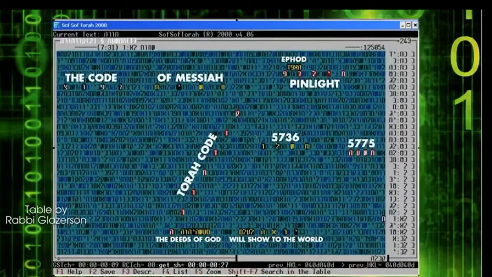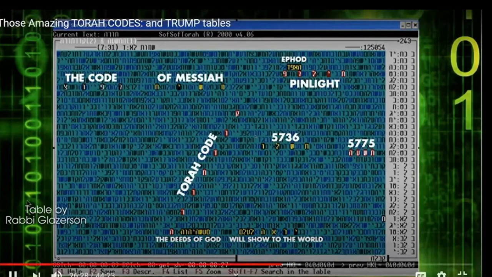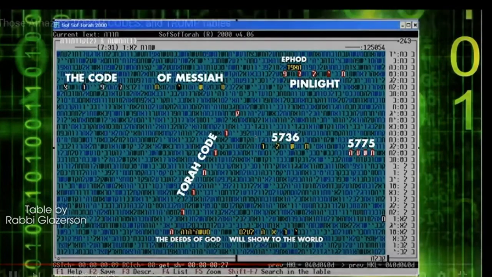Here's another one kind of like that. This one I like a lot. This was done by Rabbi Glazerson. He did it for me. I didn't ask him to do it, but he did this and gave it to me. It says the code of Messiah, and Pinlight with the word ephod just above it. We think that the ephod might have been a computer. It's very possible because of the lights that would come off and on to answer questions that it was some kind of very high-tech device.